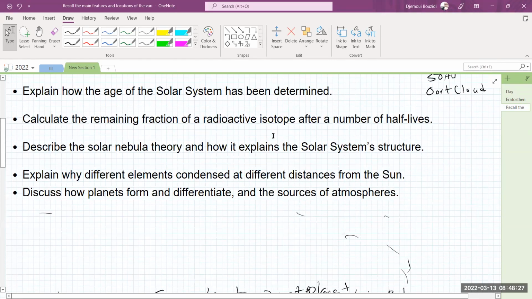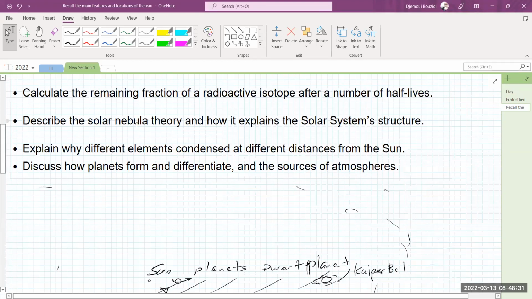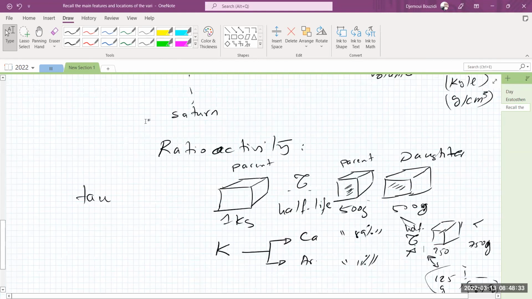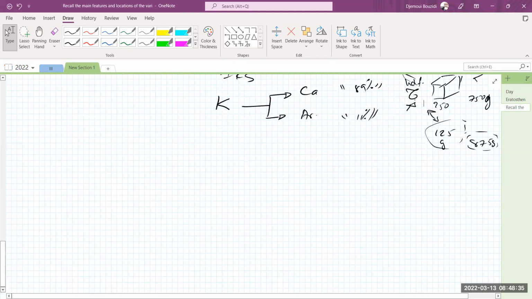How did the solar system come to be? It is basically using the nebula theory. So sometime around 4.5 billion years ago, the gas that spread about 3 light years, which is a huge distance, started to coalesce due to the force of gravity.